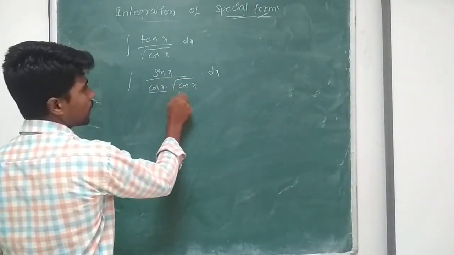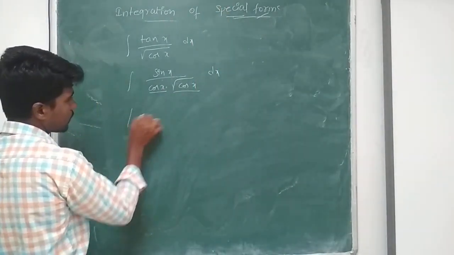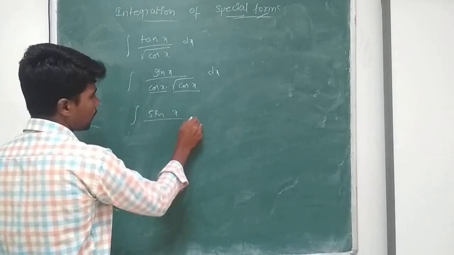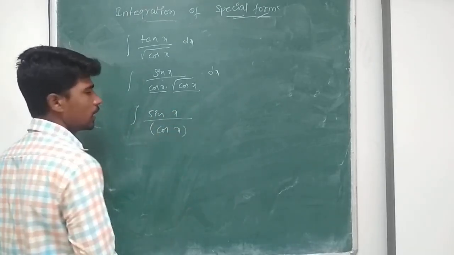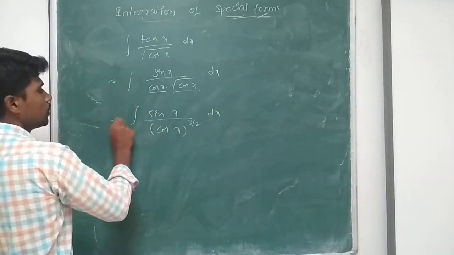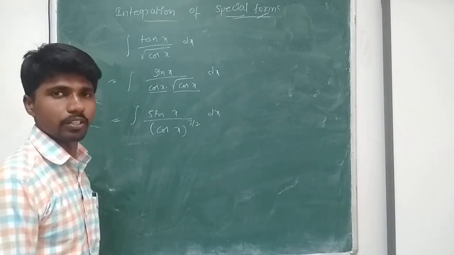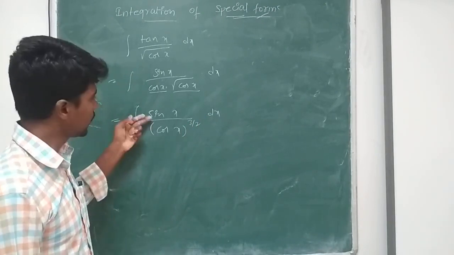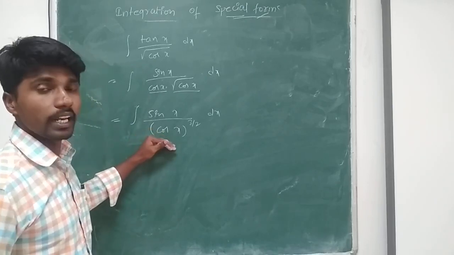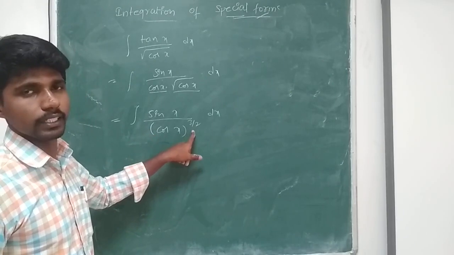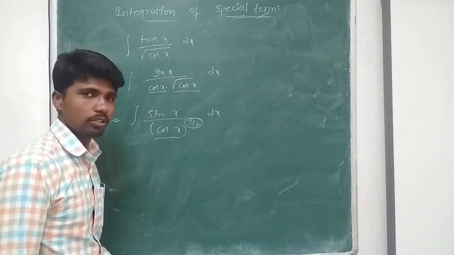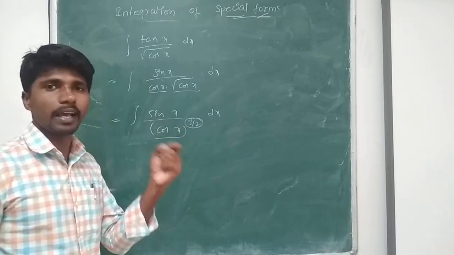So cos x power 1 and cos x power 1 by 2. So I get it as integral of sin x by cos x whole power 1 plus 1 by 2, that is 3 by 2, dx. Now take one of them as a function. If I take sin x as a function, its derivative is cos x. But cos x has a power, so it doesn't work for us. So I have cos x to some power, so I take cos x as the function.